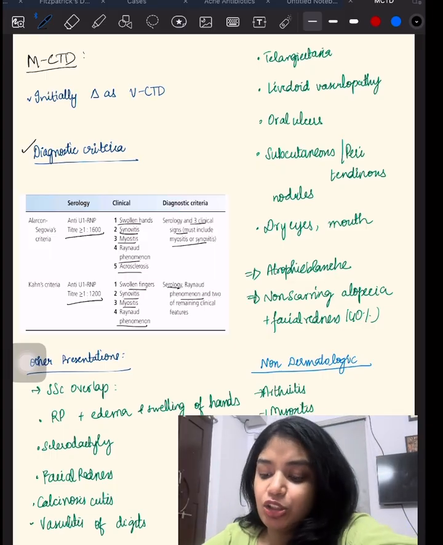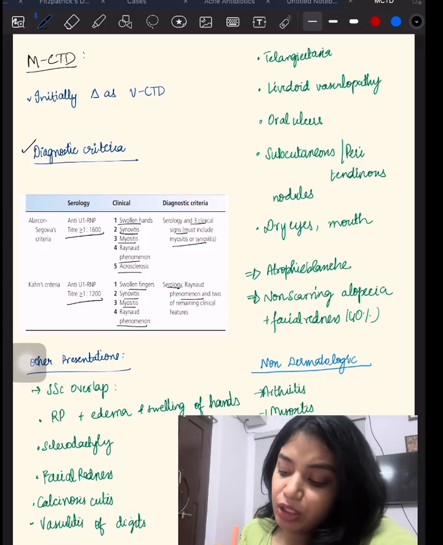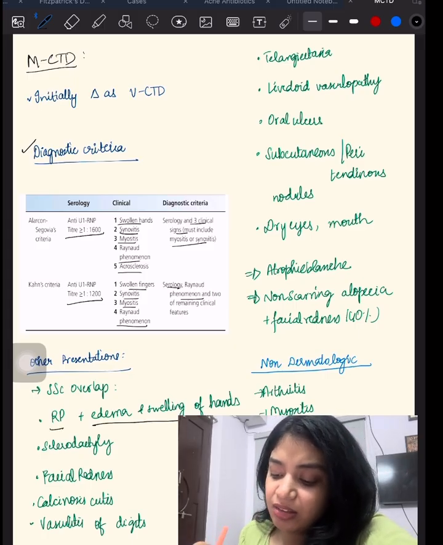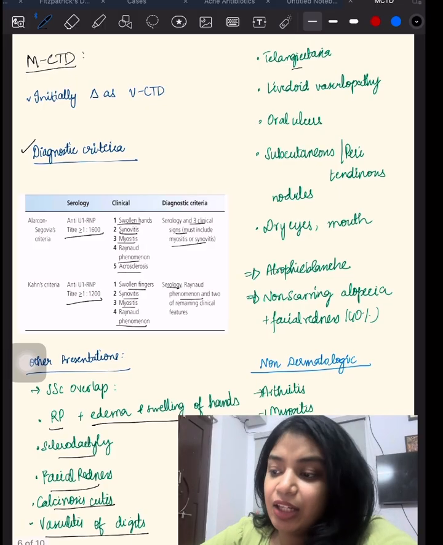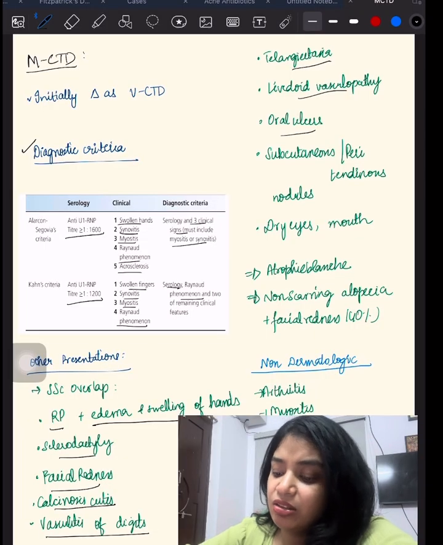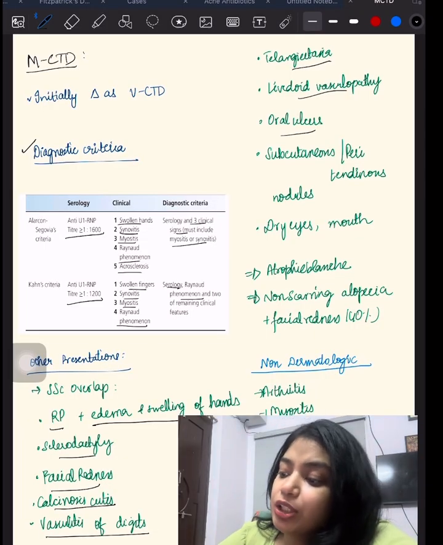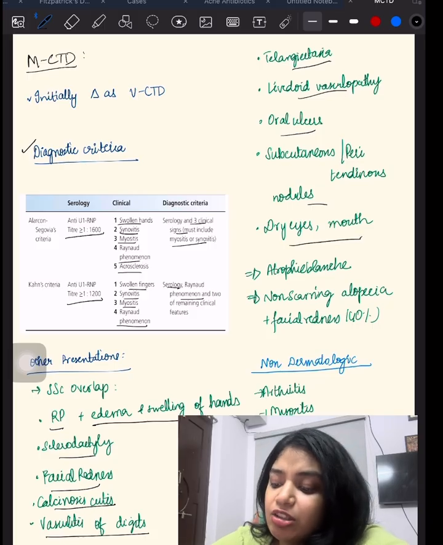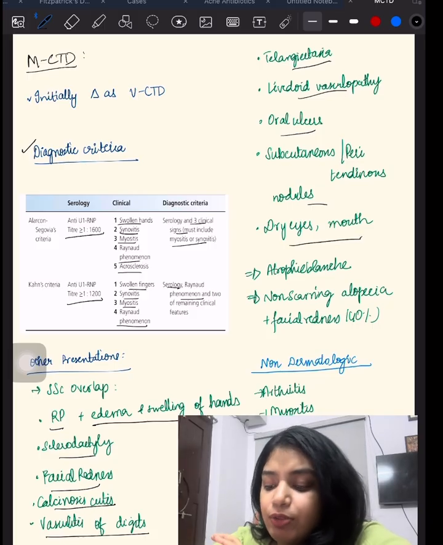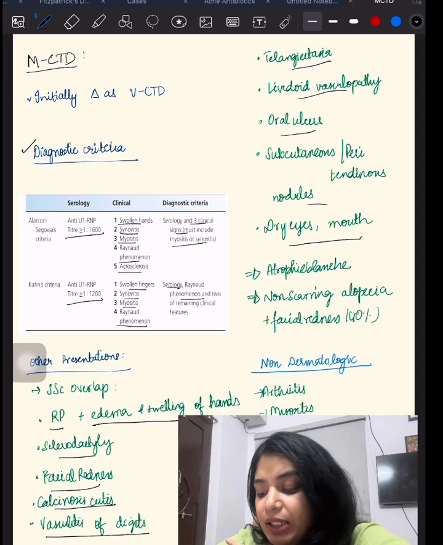So other presentations: one is systemic sclerosis overlap, in which the patient presents with Raynaud's phenomenon, edema and swelling of the hands, sclerodactyly, facial redness, calcinosis cutis, vasculitis of the digits, telangiectasia, livedoid vasculopathy, oral ulcers. Then subcutaneous and peritendinous nodules, dry eyes, dry mouth also. So one is a systemic sclerosis overlap, in which only Raynaud's phenomenon, sclerodactyly, then calcinosis cutis will be present.